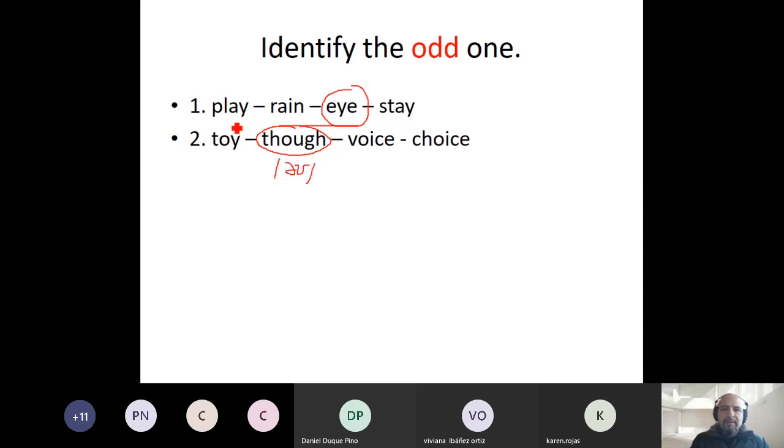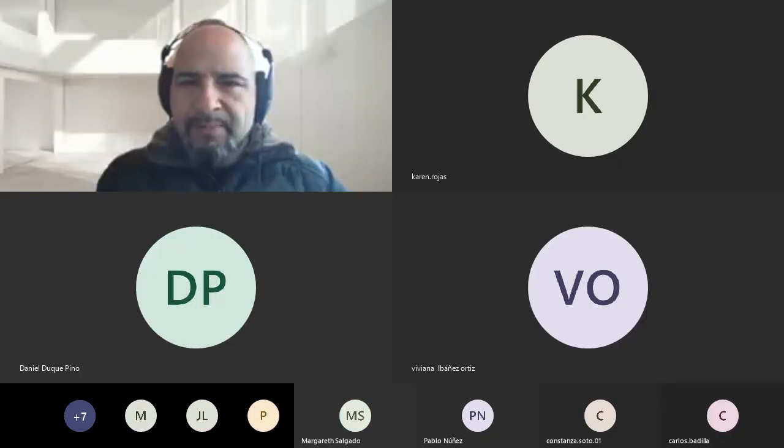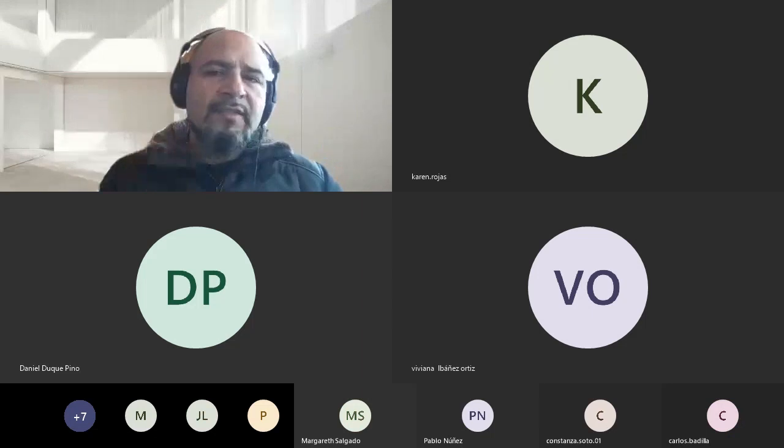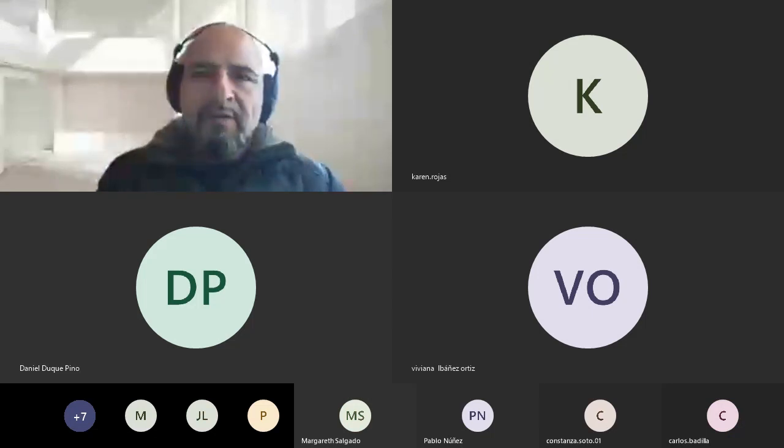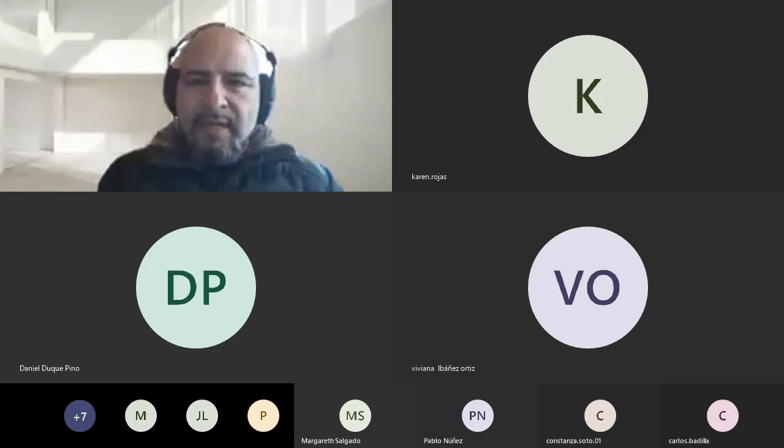So this is what I want you to do. I want you to create an exercise in which you have at least four options, and do it in a PowerPoint presentation or in a Word file. And then I want to share it with the rest of us. You have 5 minutes to create at least two exercises, just like I did here. This is an example of what you have to do.